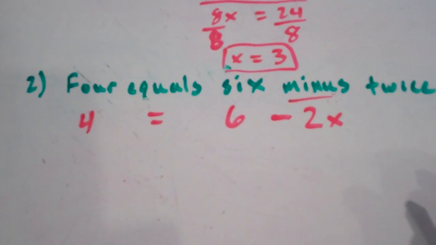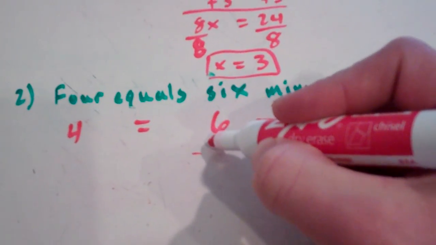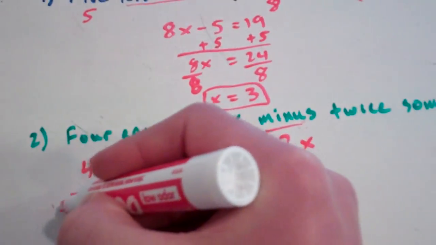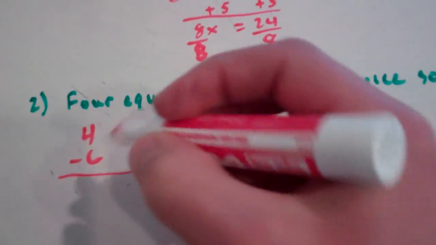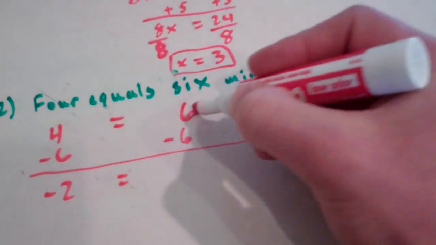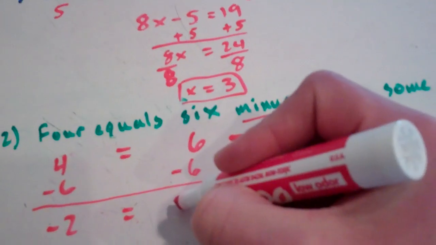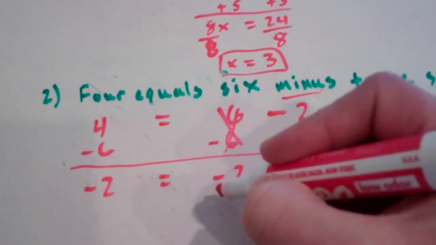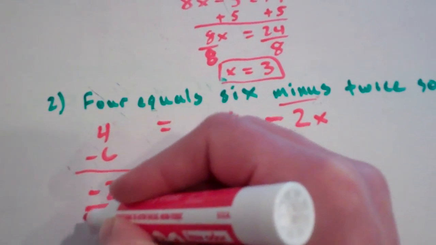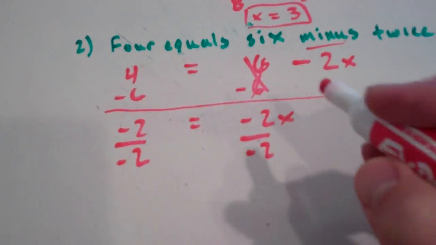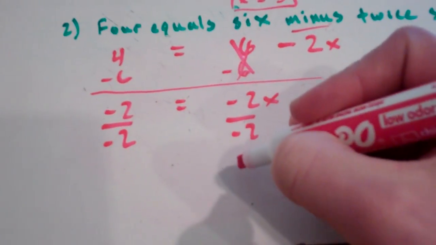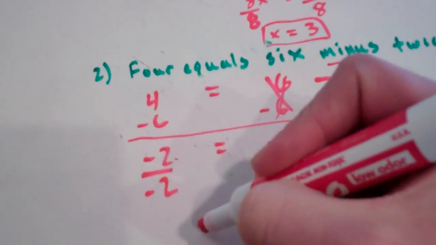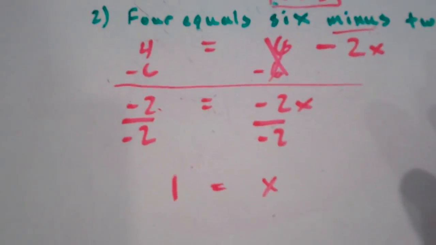I'm going to have to use two inverse operations. The first one is I need to subtract 6 on both sides. Whatever I do to one side of the equation, I have to do to the other. 4 minus 6 is a negative 2. 6 minus 6 is 0. It goes away. And I'm left with just a negative 2x on that side. Then I have to divide by a negative 2 on both sides of the equation. Negative 2 divided by negative 2 is 1, so I get x all alone. And negative 2 divided by negative 2 is also 1. So my answer is x equals 1.